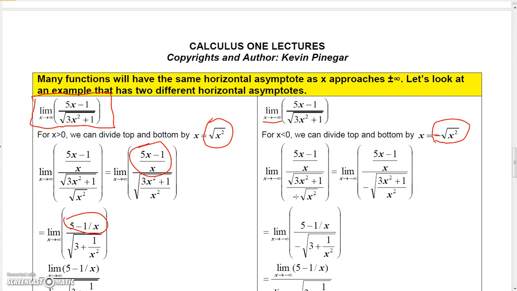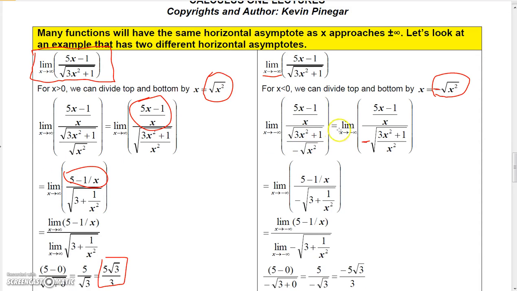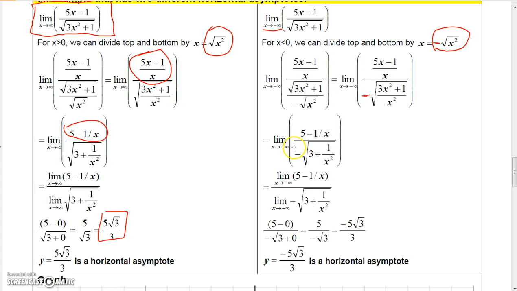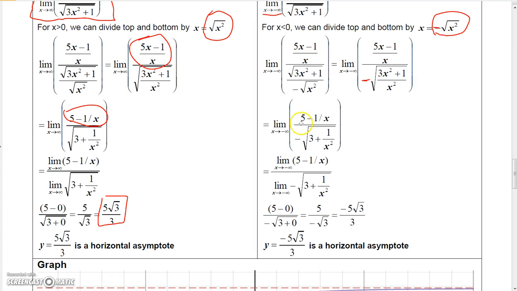But when I divide, I'm going to leave the minus out here, and then I'll divide the square root of x squared into here. So basically, other than the minus that I have, everything else works the same as before. This is going to go to 5 minus 0, and then this square root is going to go to square root of 3 plus 0, but I'm going to have this minus here. So I'm actually going to get 5 over minus square root of 3. So I'm going to have minus 5 square root of 3 over 3 as my horizontal asymptote as x goes to -infinity.